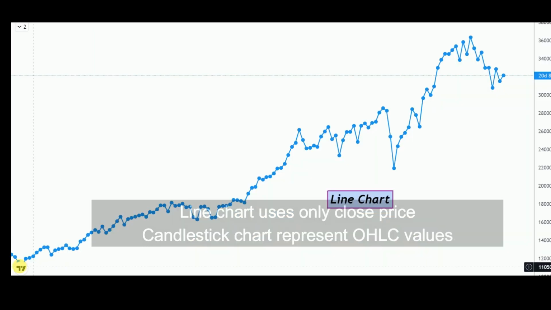Overall, if we look at the line chart as a whole, it will look like this, a connection of data points, that is the close price connection, as it is shown on the screen.